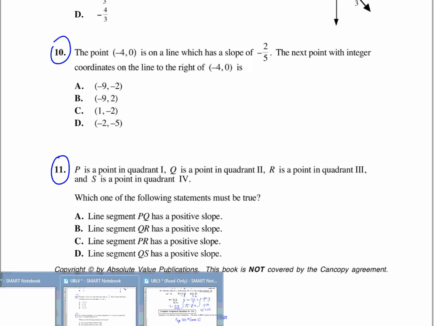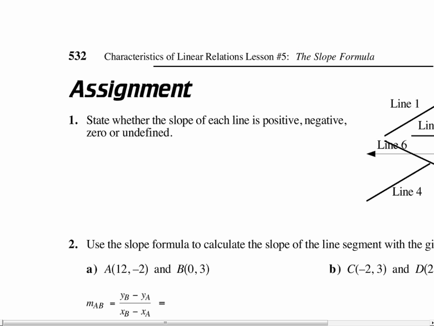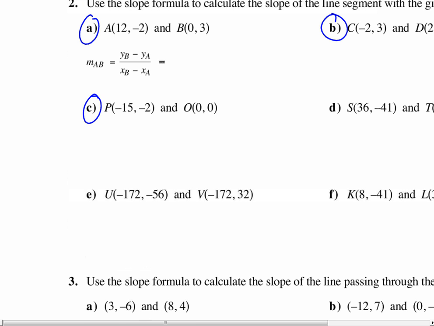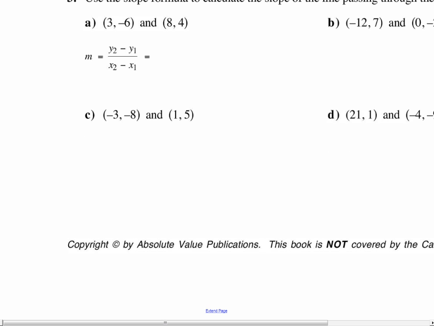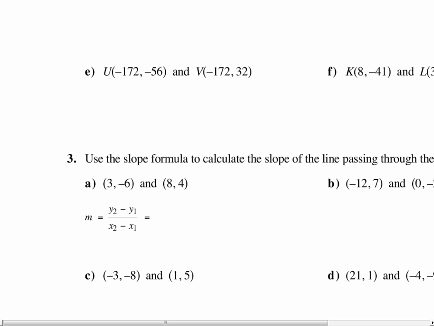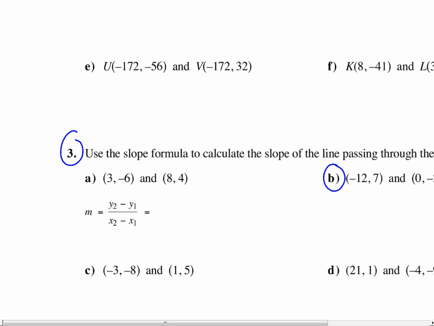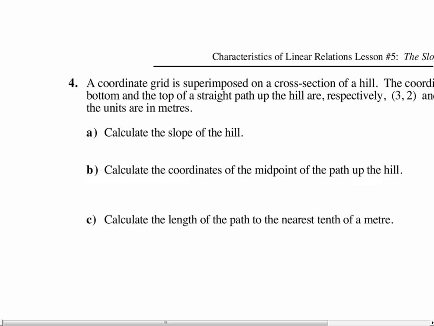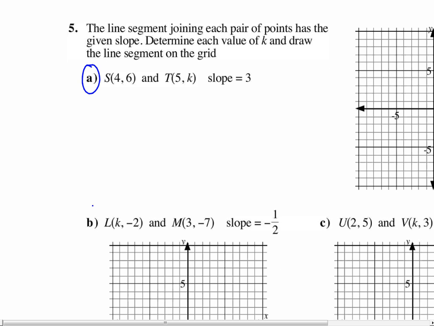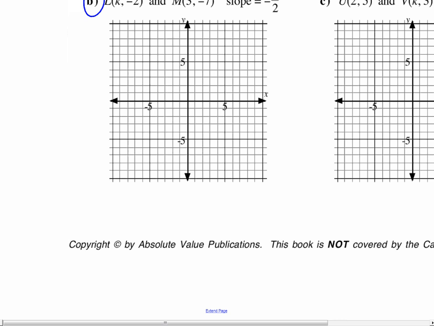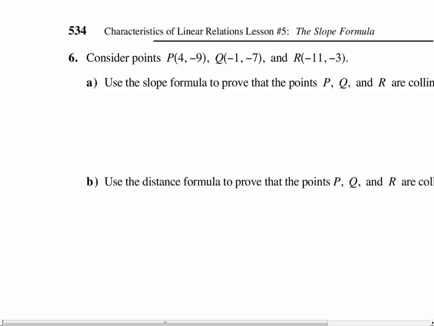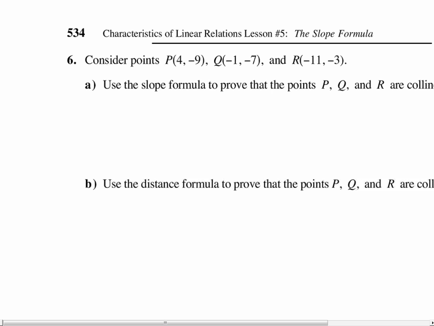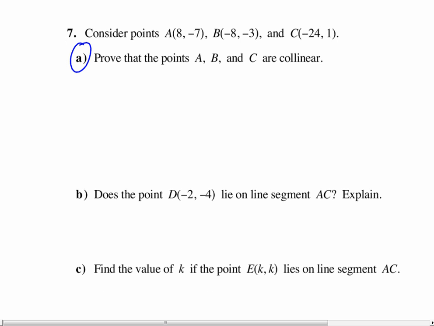And then on lesson 5, the assignment would be number 1. Number 2 is A, B, and C. Number 3 is B and D. Turning over, 5, A and B. Then 7, so not 6, just go to 7, A and B.